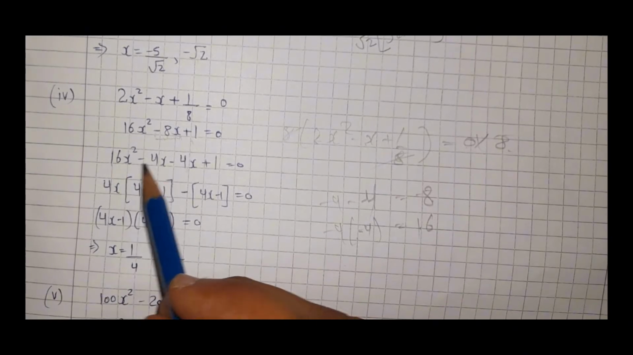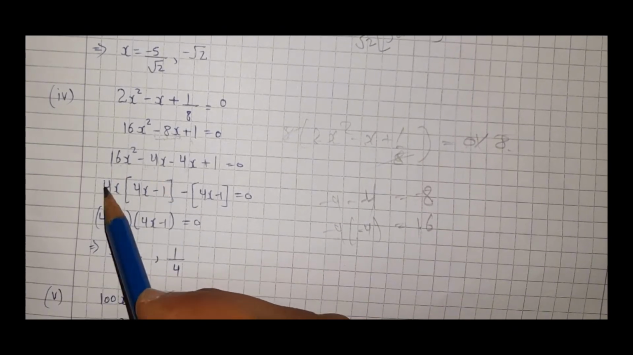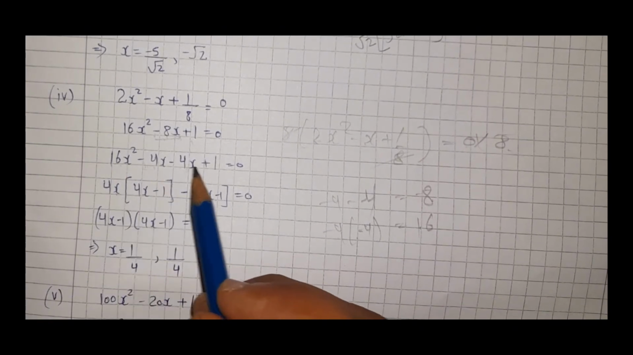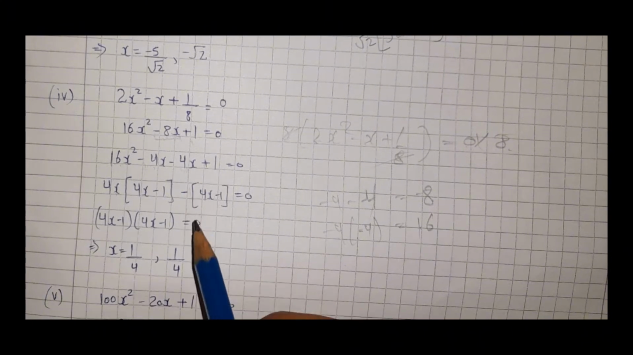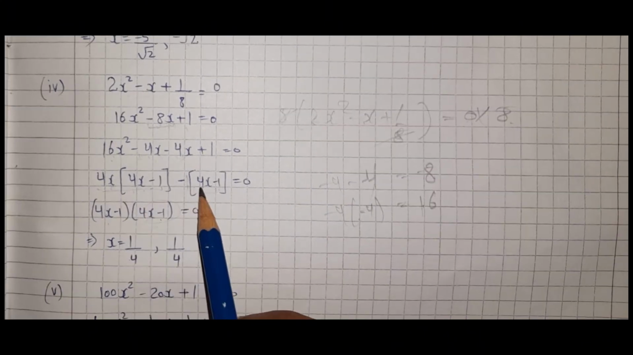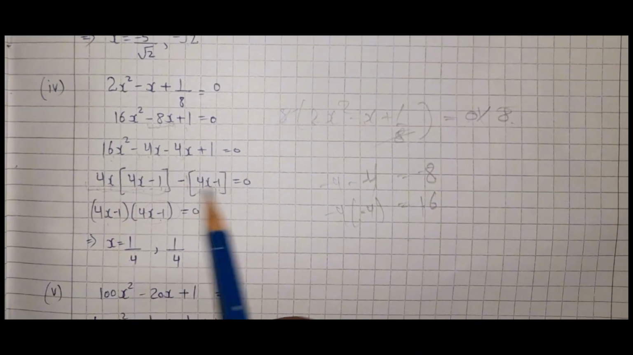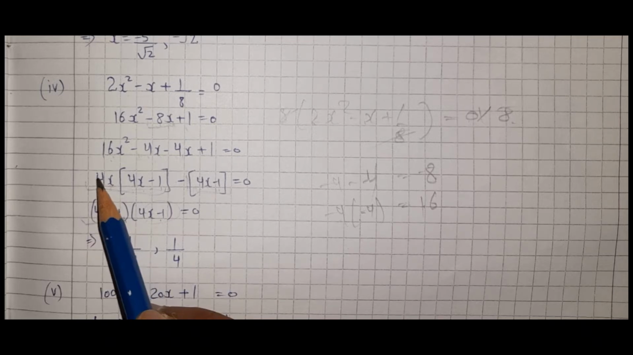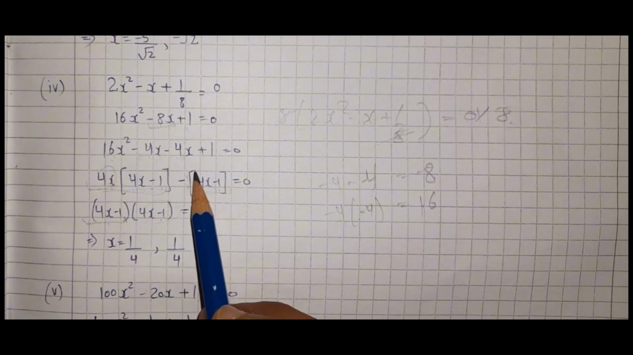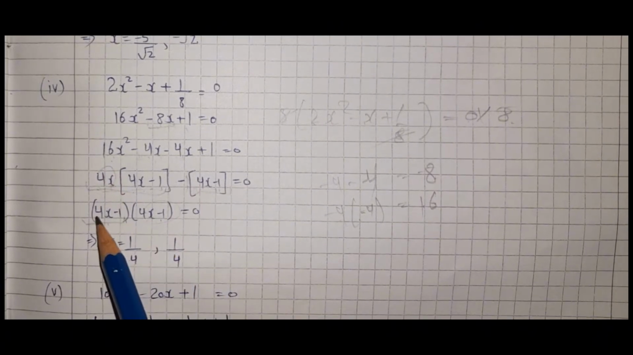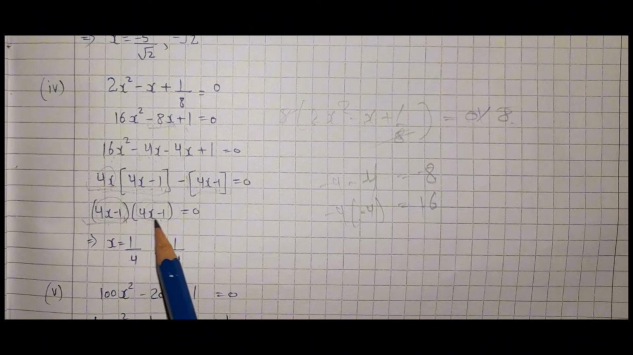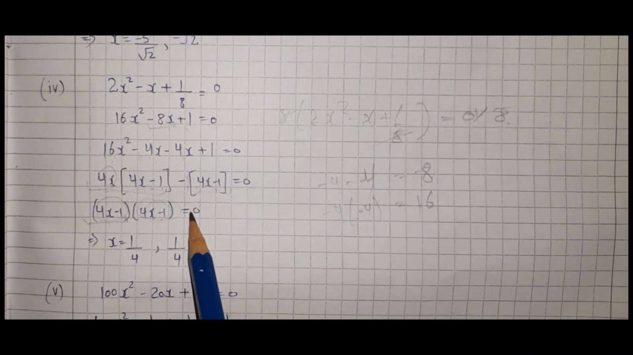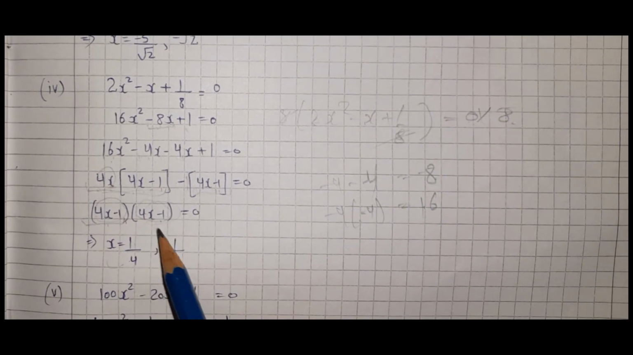Now taking common from the first two terms, we will have 4x common, and from the last two terms, -1. Take (4x - 1) common from the first and the second term. With (4x - 1) common, we are left with 4x as it is, -1 as it is. Then equating these both terms equal to 0, we will get x equals 1/4. From here, x equals 1/4.